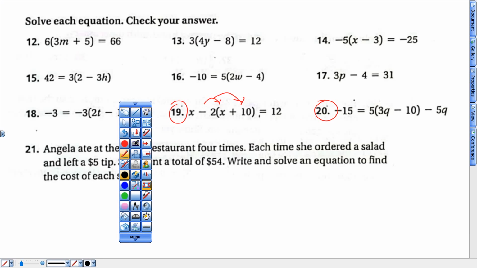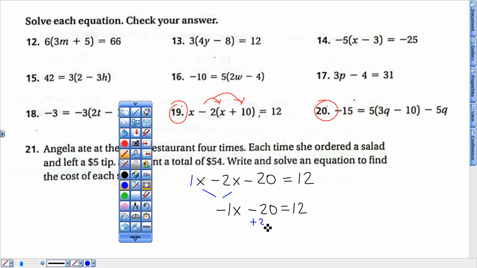This gives me x minus 2x minus 20, because I'm timesing negative 2 times positive 10 equals 12. And now I'm going to combine like terms. That 1x right there minus 2x gives me negative 1x minus 20 equals 12. And now it's a two-step equation.